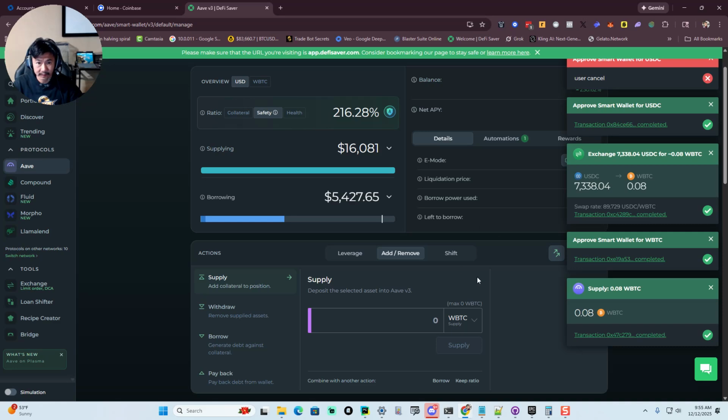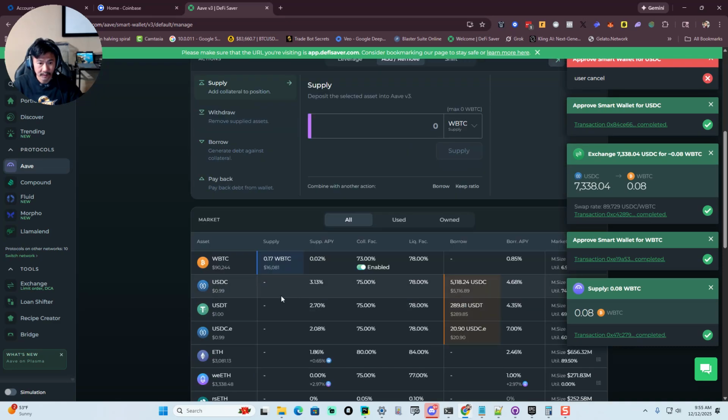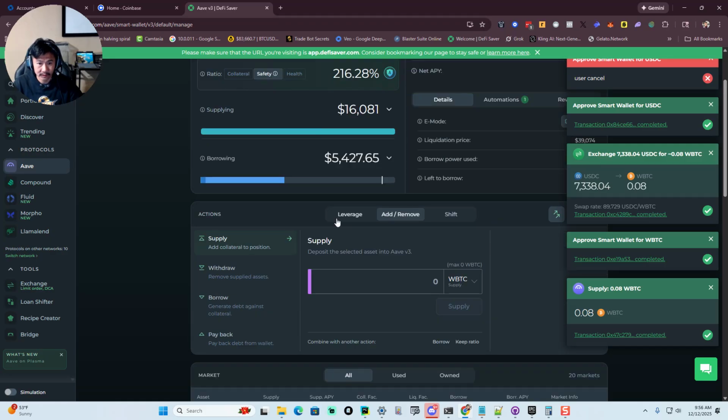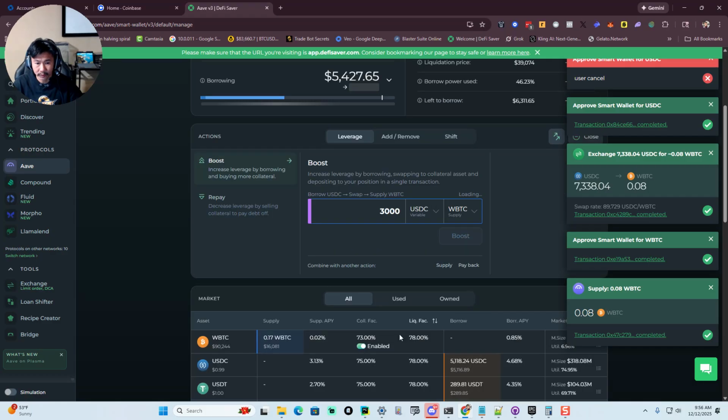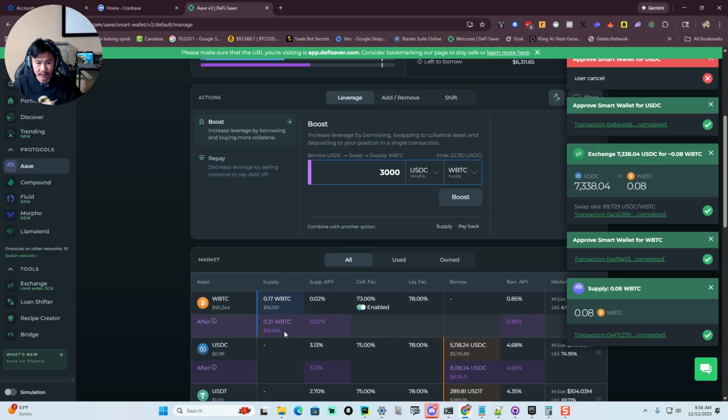All right, so now that this is all in, I have 216,000. We now have 0.17 BTC. I'm gonna take out 3,000, so I'm gonna go ahead and boost 3,000 here and give it another 0.03, so that will bring me up to 0.221.